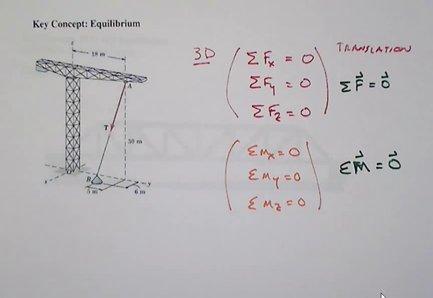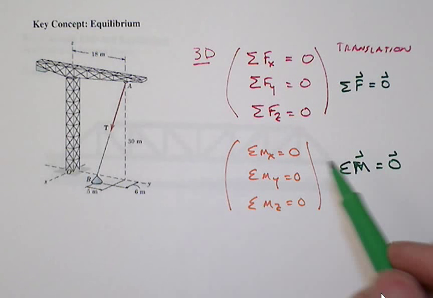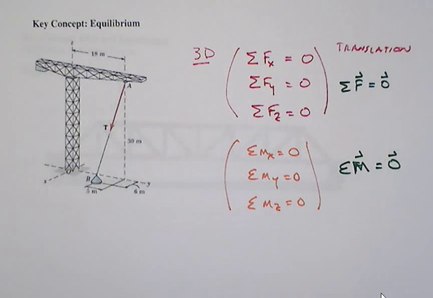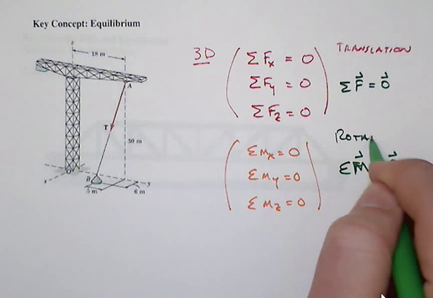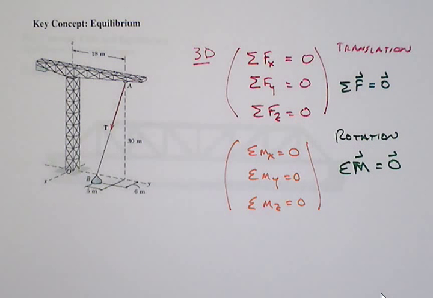Okay. Now if you do that about a single point, you can get all three equations. If you instead do the sum of moments about an axis, you might have to do three individual expressions, but symbolically we get three rotation equations out of that. So two vector equations, but three scalar equations each, for a total of 6.